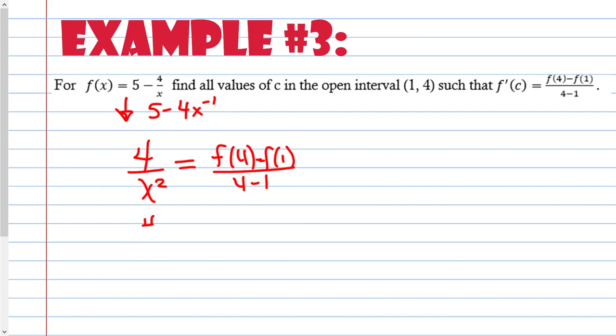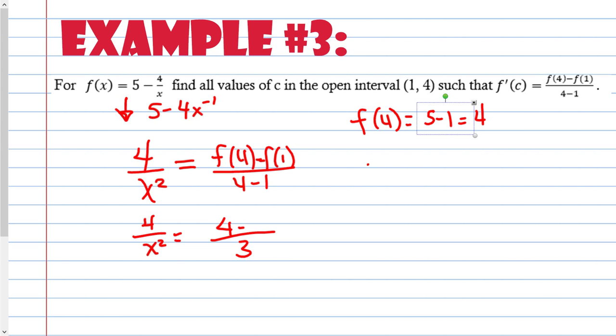So this stays like this. f of 4 is what I get when I plug in 4 to my function. So 5 minus 4 over 4, which is 5 minus 1, which is 4. 4 minus 1 on the bottom is 3. Now f of 1: plug in 1, so 5 minus 4 over 1, so 1. So 4 over x squared. 4 minus 1 is 3, and 3 over 3 is 1.